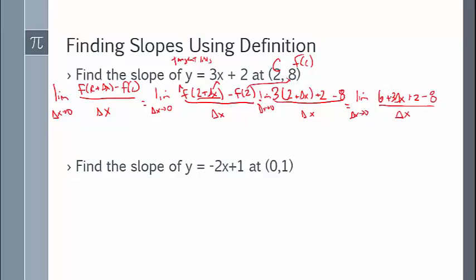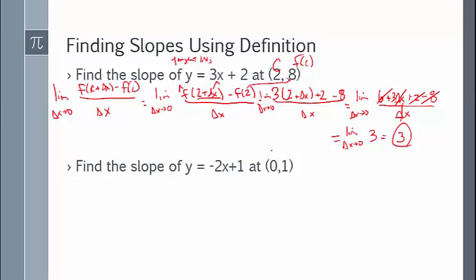Now, let's start to clean things up. I've got a 6 plus 2, which gets me 8, but then I have a minus 8. So these three numbers cancel out. Now I'm left with 3 delta x over delta x. Look at that. The delta x's cancel out. So I don't even need to plug in 0, because it's the limit as delta x approaches 0 of 3, and we know that the limit of a constant is the constant. So the slope's got to be 3. Okay? How about you try the second one, the slope of y equals negative 2x plus 1 at (0, 1). Pause the video, and when you're ready to see me do it, pick up where we left off.